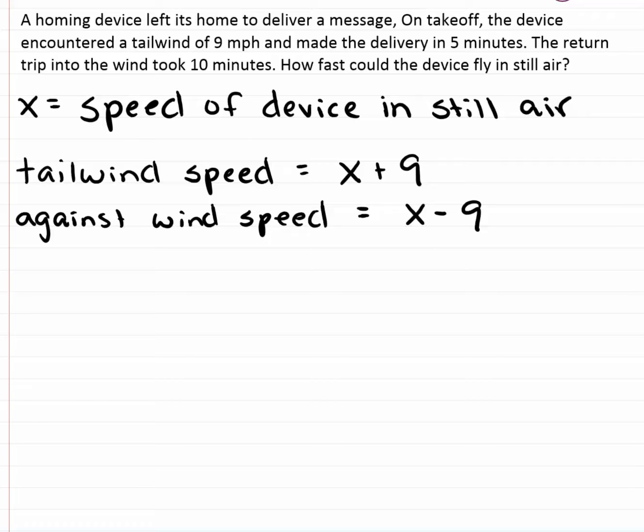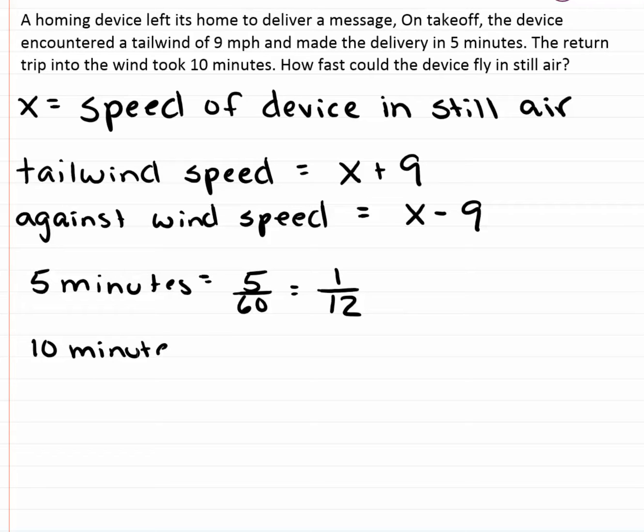All right, now because we're dealing in terms of miles per hour, our time must be given in hours. So we need to convert the 5 minutes to hours. In order to do this, we're going to say 5 minutes is equal to 5 over 60, and thus it's equal to 1 over 12. And our 10 minutes is going to be equal to 10 over 60, and thus 1/6.